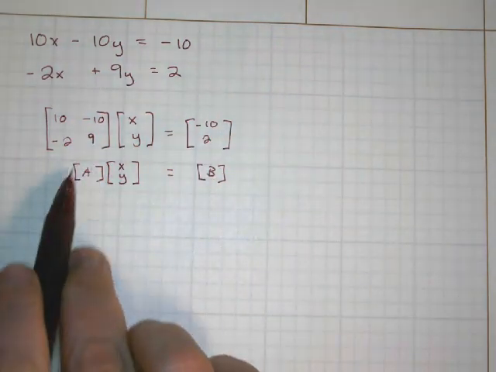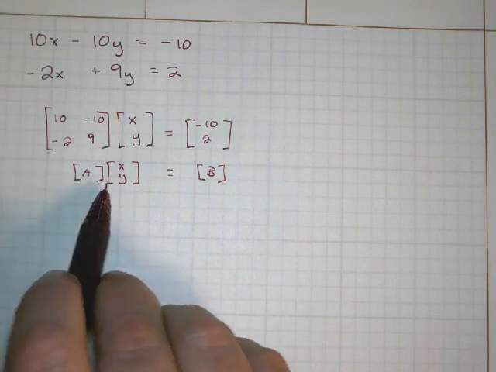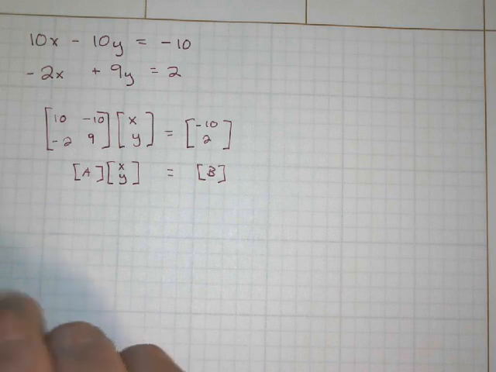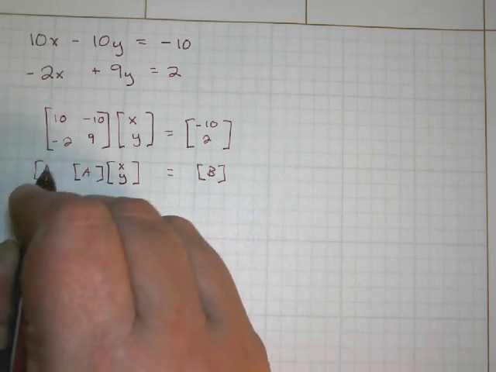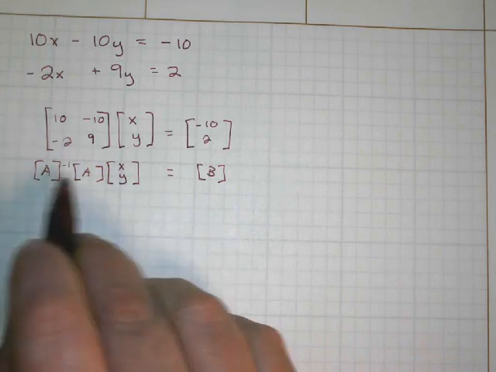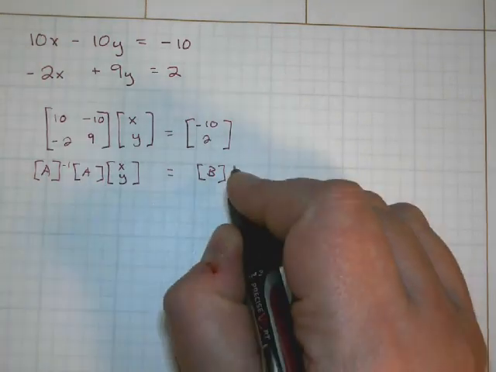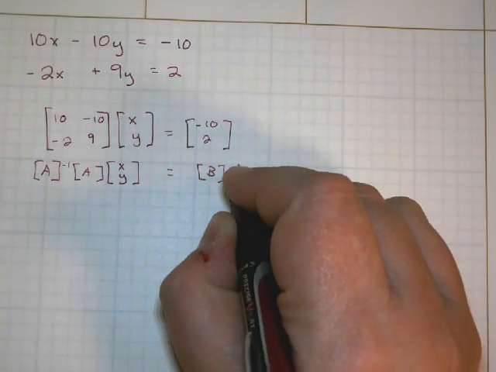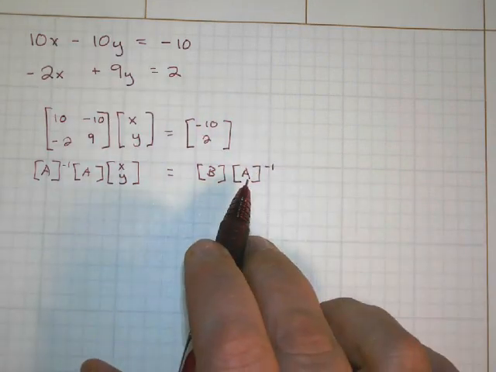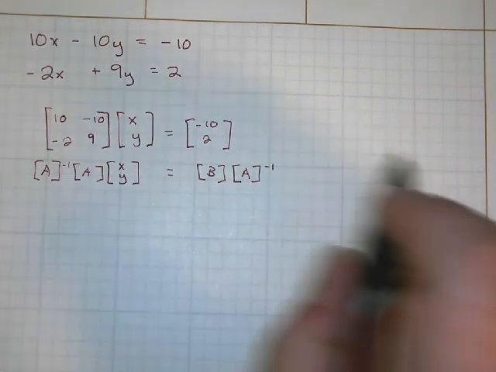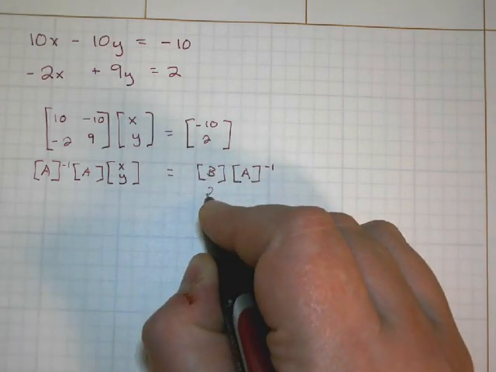I need to get my matrix A away from this left side, and I can't divide by matrix A. I don't have any such thing as matrix division, but I can multiply it by its inverse, which will make this go away. It becomes the matrix equivalent of 1. And that's legal as long as I multiply over here that same inverse matrix.